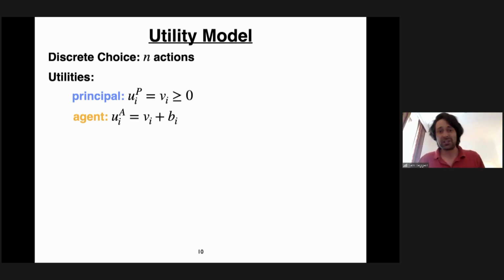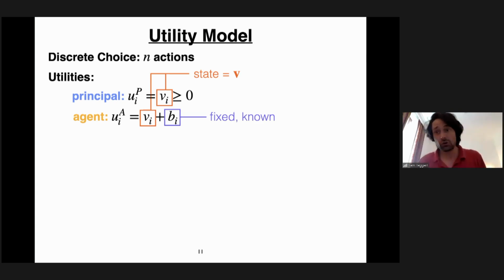So I'm going to assume that the principal's utilities are non-negative so that we can do approximation. And I'm going to assume that these values, the v_i's, are the part of this problem that's unknown. So you should think about the vector of the v_i's, one v_i for each action you could take. That vector is the unknown state that the agent observes. Now, crucially, we're going to assume that the biases are known and fixed in advance. And this seems like a strong assumption because it is.